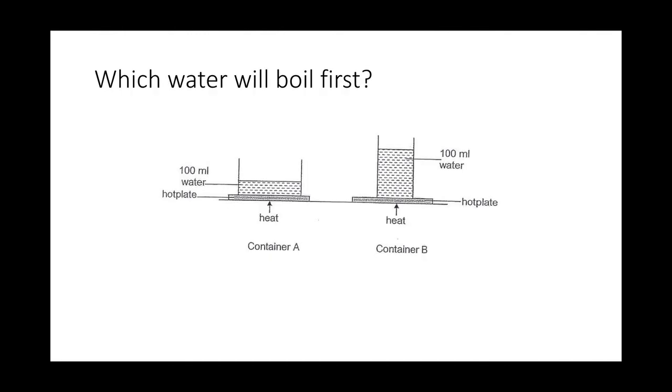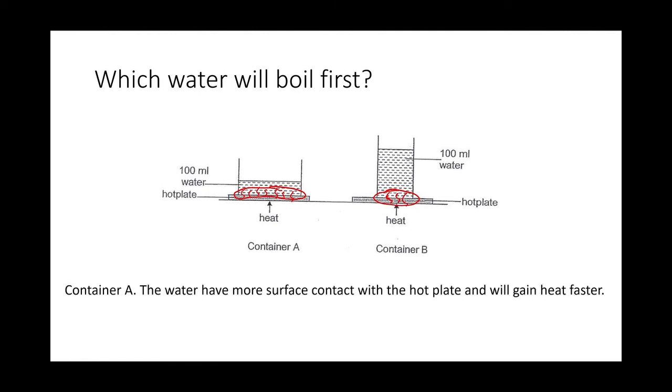Other than whether or not an object is a good or poor conductor affecting how fast they gain heat, the other thing that will affect how fast heat is gained is the surface contact. So if you look at container A and B, let's say everything is the same, the amount of water is the same. The only difference you will notice here is the surface contact, right? So container A has more surface contact than container B, right? That means this one will gain heat faster, whereas this one has less contact, so it will gain heat slower. So you can just say that container A will boil first because the water in container A has more surface contact with the hot plate.